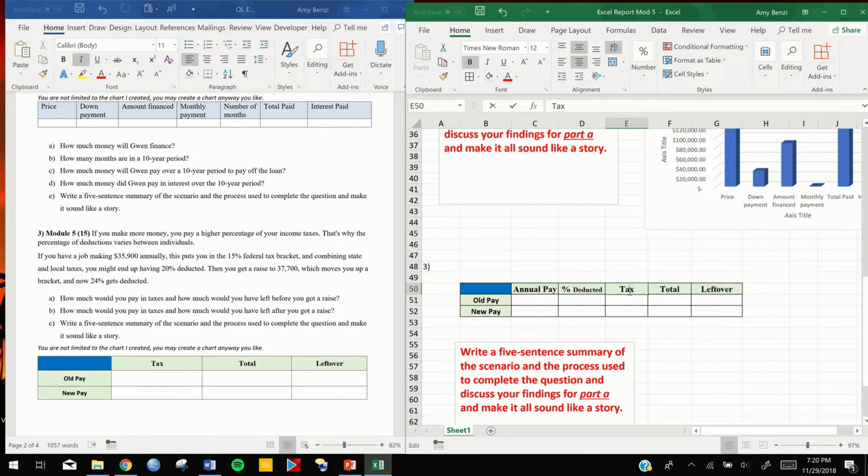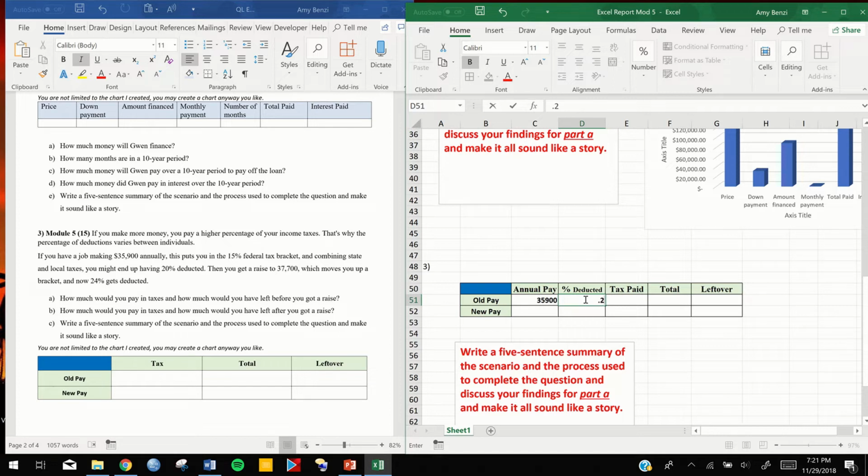All right, so then we have the tax. Let's write tax paid. Let's see what we come up with here. My annual pay here is $35,900. Oh, I want that annual pay. I have to delete the 0 because that's not in the problem. And the percent deducted was 20%, but how do we write that?